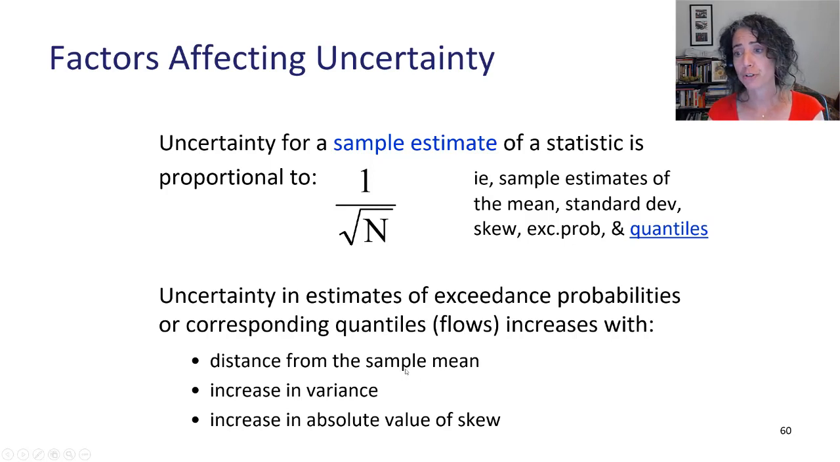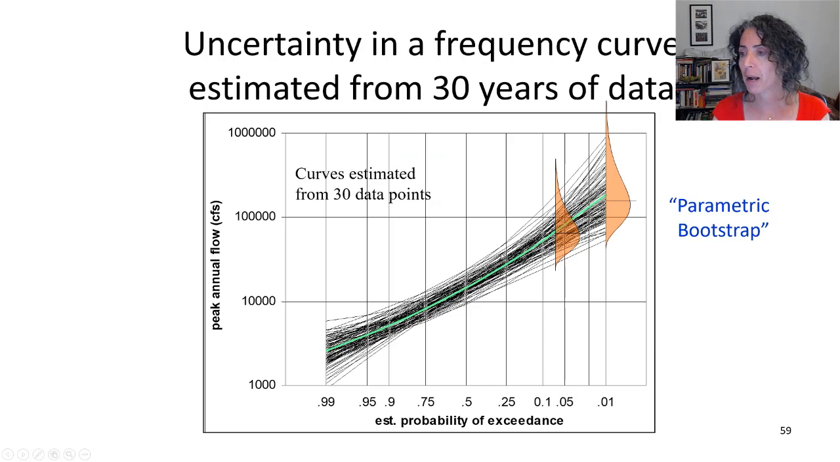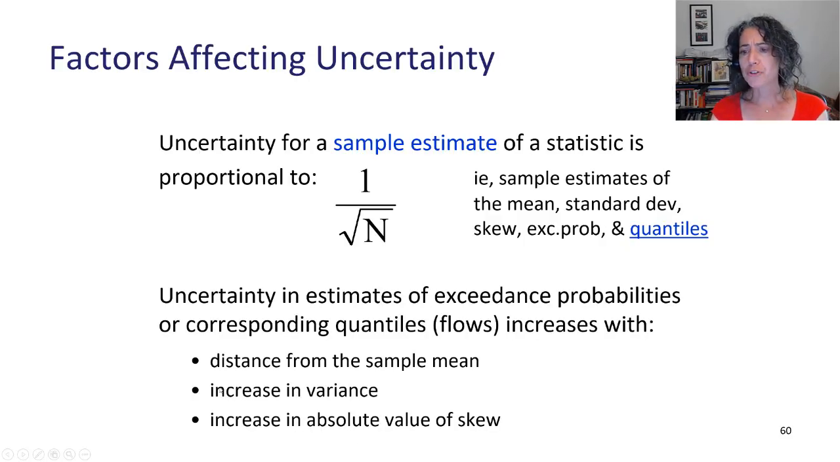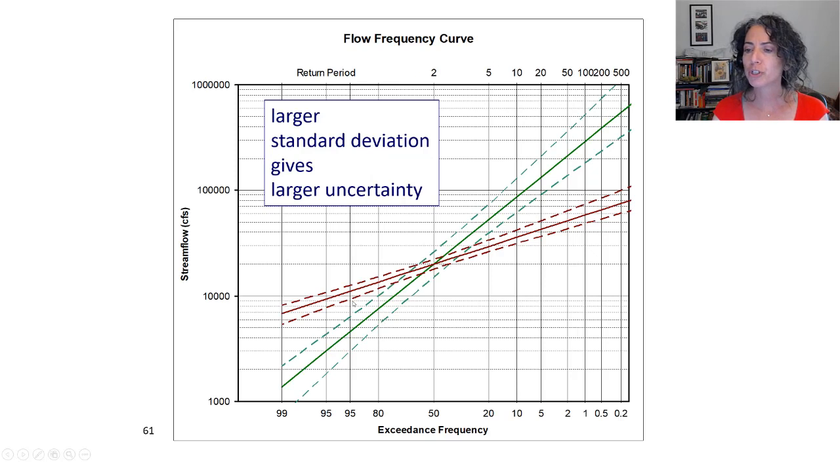So the uncertainty is going to increase with the distance from the mean, meaning if I back up, looking at the middle, my uncertainty is smaller. But as I get farther away from the middle of the distribution in either direction, my uncertainty gets larger. Right? Uncertainty also increases with variance or standard deviation. So here are two distributions that have the same mean and the same skew, but the green one has a much larger standard deviation or variance, right? That's why it is steeper.